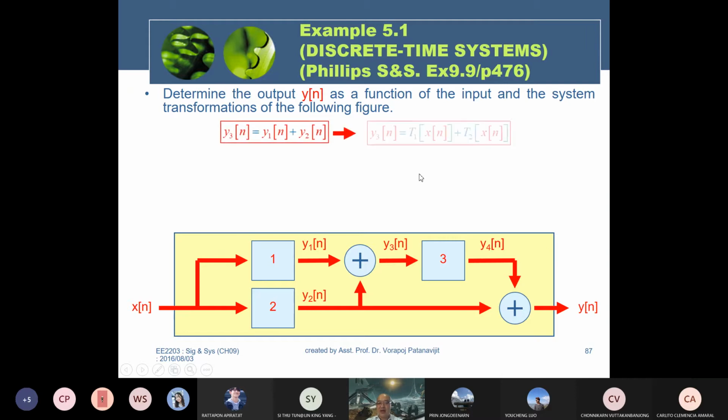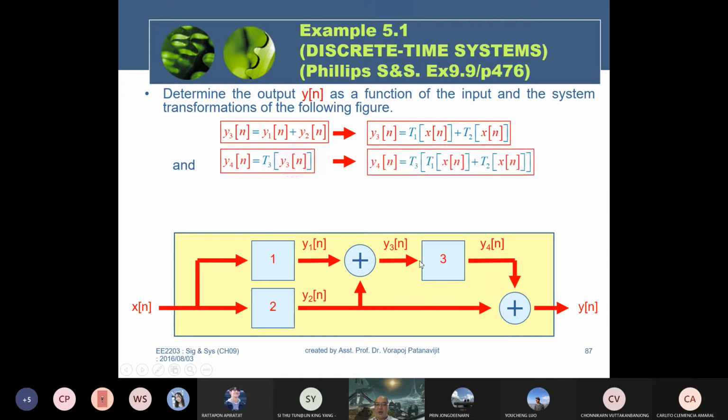Therefore, in this case, you can model it here: y3 equals y1 plus y2. You can express y1 and y2 in terms of x and process 1 and process 2 right here: y3 equals T1 of x plus T2 of x. Next, y4 equals process 3 of y3. You substitute y3 with this form, which gives you here.